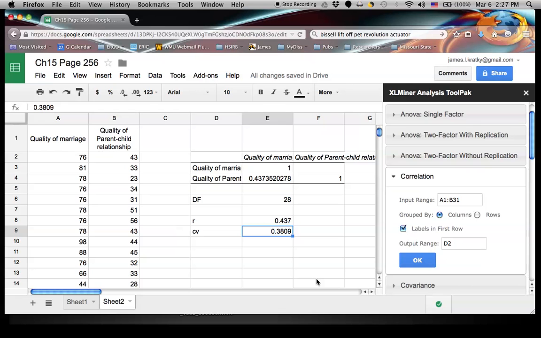And that's how we run a statistical test on the correlation coefficient. So our conclusion then, and this is very similar to what we have in the book, we cannot accept the null hypothesis. So we would say we believe we have evidence to suggest that there is a correlation between the quality of marriage score and the quality of the parent-child relationship, and that that correlation is not just by chance alone.